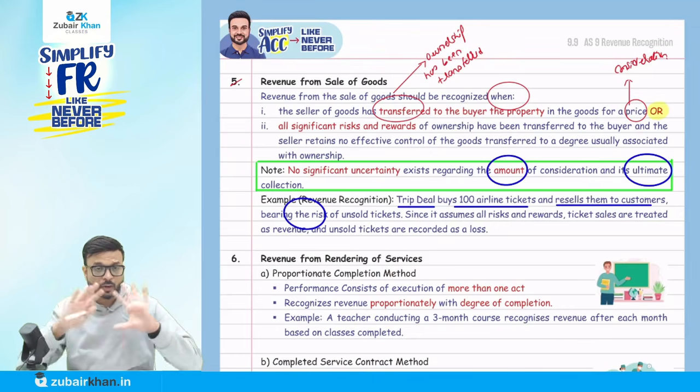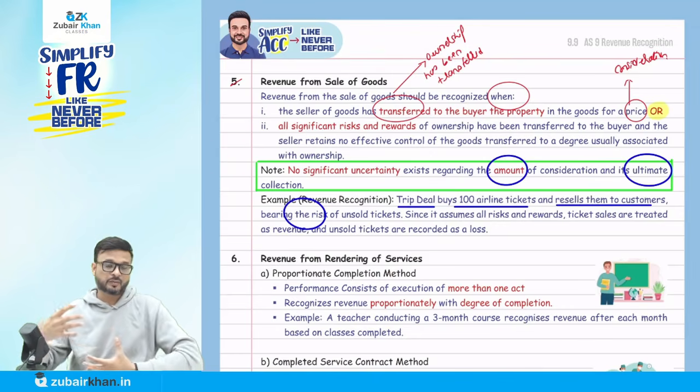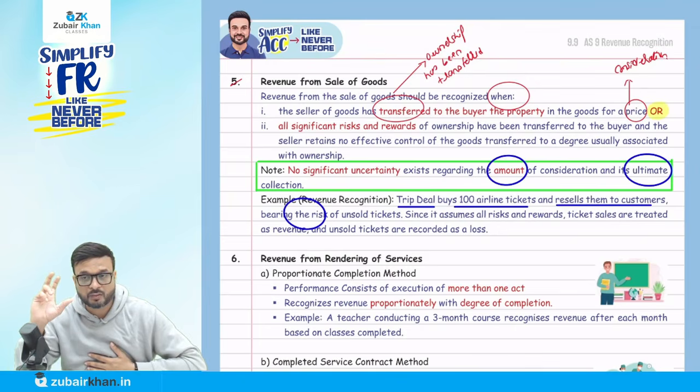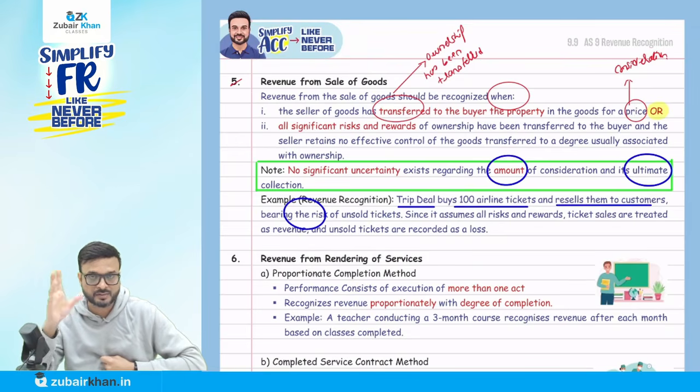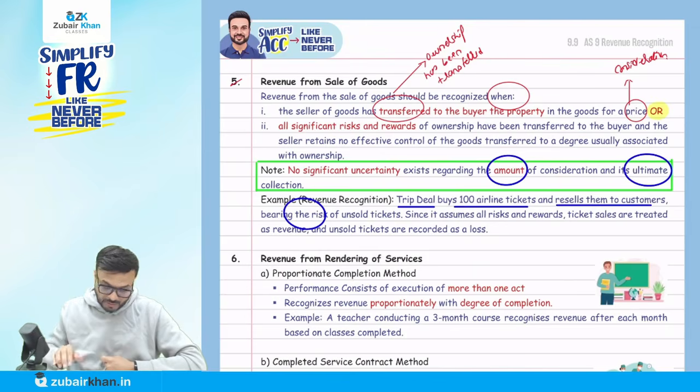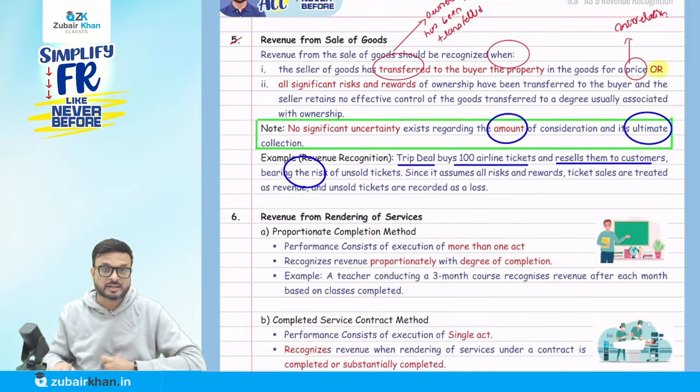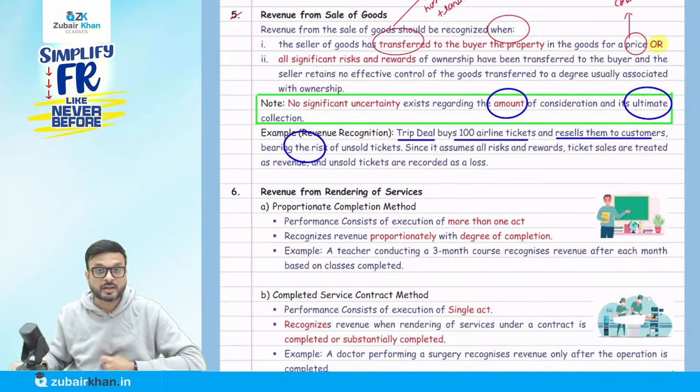Okay. Now we talk about the revenue from the sale of goods. So what is revenue from the sale of goods here? The ownership has been transferred to the buyer, risk and reward has been transferred, and there is no uncertainty regarding the amount of consideration and the ultimate collection. Now I'm coming to the second point here. That is revenue from rendering of what?